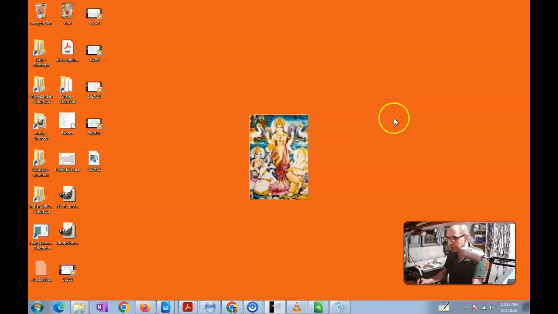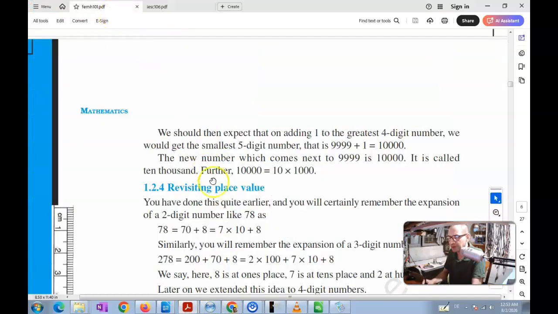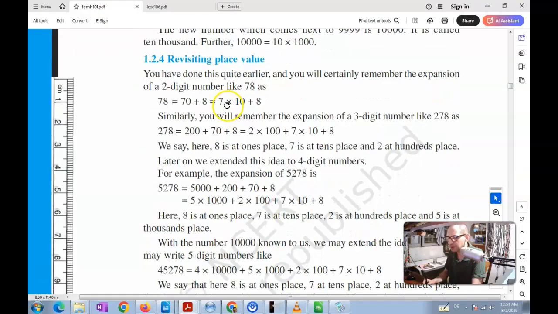Now in the next video we will talk about, I think, the place value. There is also some interesting information over here, although we have talked about the place value previously, but there is going to be some interesting information over here which we can work with in different contexts.